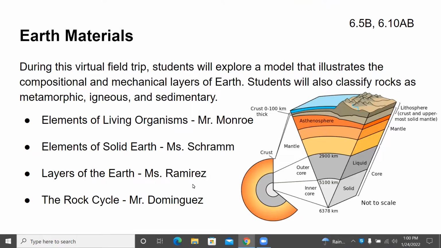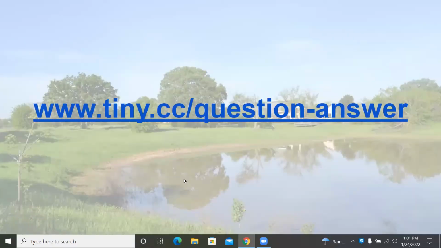Program today will be Earth Materials. During this virtual field trip, students will explore a model that illustrates the compositional and mechanical layers of Earth. Students will also classify rocks as metamorphic, igneous, and sedimentary. Mr. Monroe will cover elements of living organisms, elements of solid Earth by Ms. Schramm, Ms. Ramirez, layers of the Earth, and Mr. Dominguez will tell you all about the rock cycle.